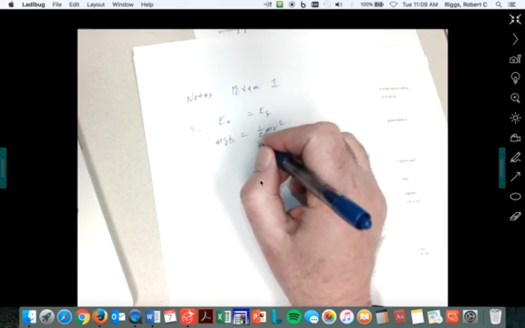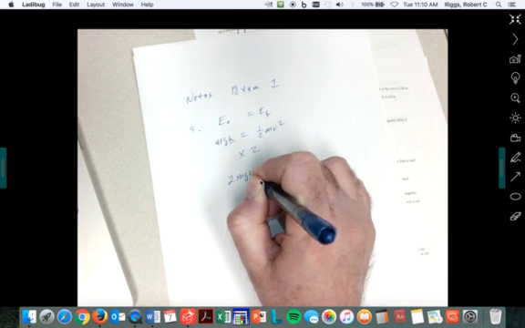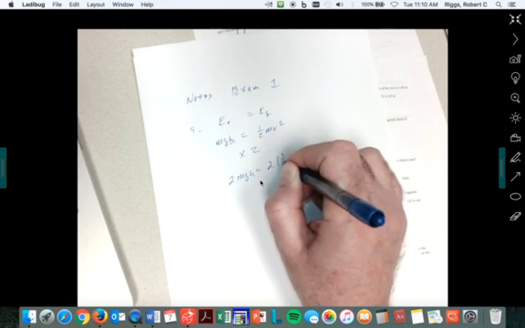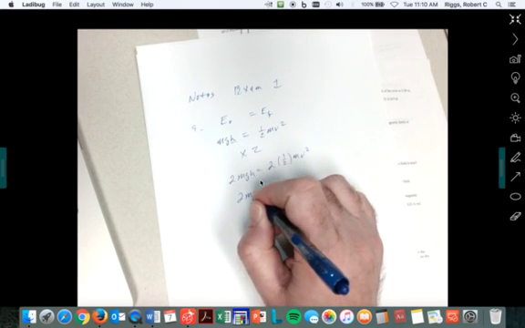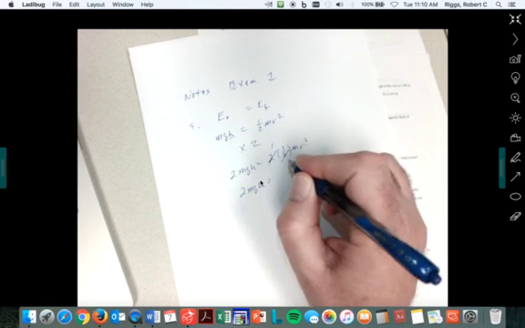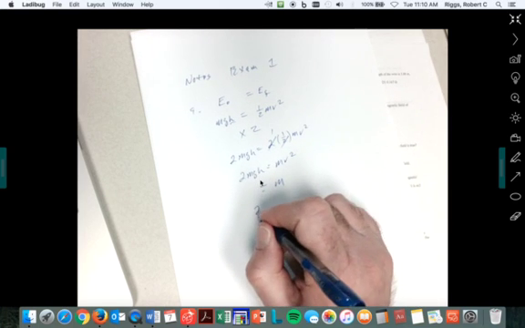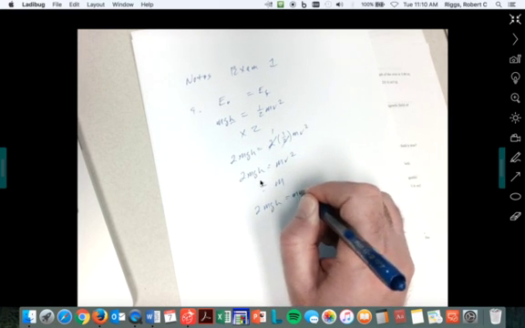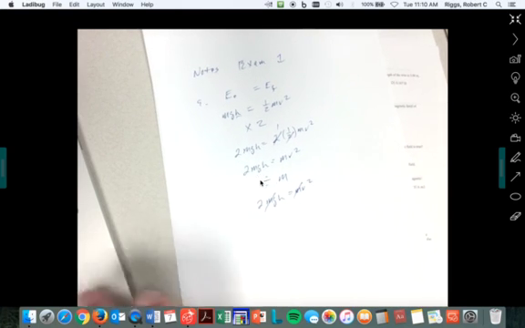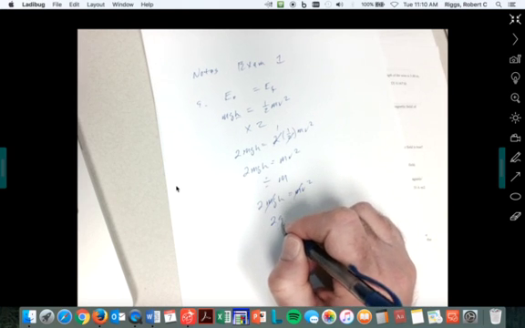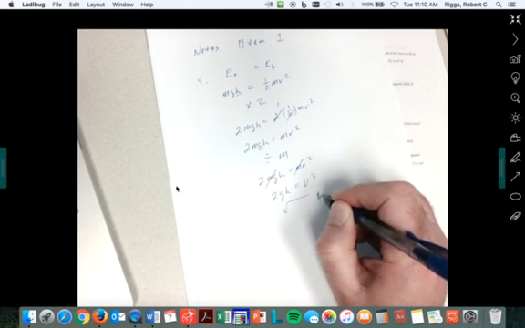Let's just multiply both sides by 2. I get 2mgh is equal to 2 times 1/2 mv squared. So this stays as 2mgh, and the 2 and the 1/2 cancel, so that becomes mv squared. So we get 2mgh equals mv squared. When I divide both sides by m, those divide out. So you get 2gh is equal to v squared. Take the square root of both sides.